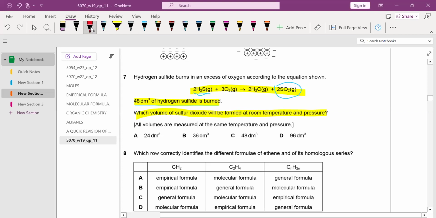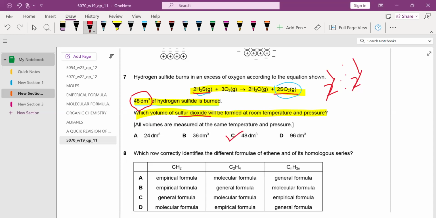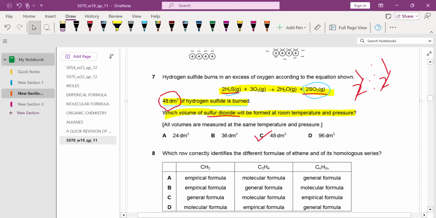You can see the equation is given: 2H2S, and here the moles of sulfur dioxide are also 2. So you can say it's 2:2, which would be 1:1. The volume given is 48 dm cubed of hydrogen sulfide burned, so the volume will remain the same for the sulfur dioxide due to the 1:1 mole ratio. So option C is correct for question number 7. Then question number 8.